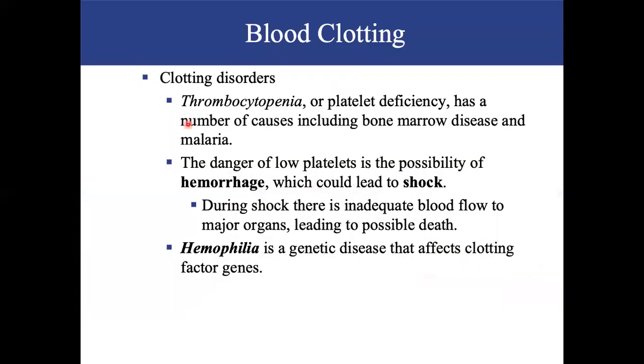Okay. Thrombocytopenia is platelet deficiency, right? If you don't have enough platelets, you obviously can't form a blood clot, and so that can lead to hemorrhage, right? Hemophilia, which we just talked about, is a genetic disease that affects clotting factor genes. People who have hemophilia have various degrees of bleeding, right? But the more severe cases of hemophilia, if somebody gets a cut, they have to go to the hospital and get coagulants, okay?